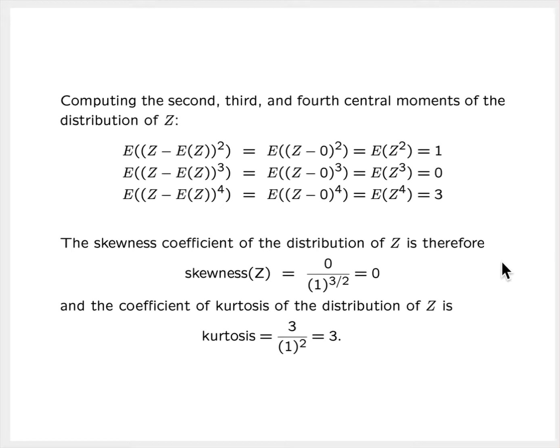And so we find the skewness coefficient for the distribution being equal to 0. So it's a symmetric distribution. That's what that tells us. And the coefficient of kurtosis for this special case normal distribution is 3.